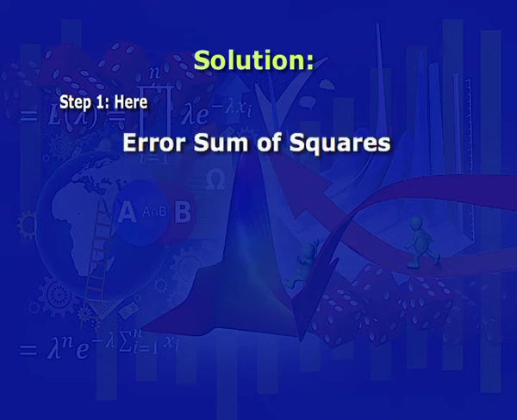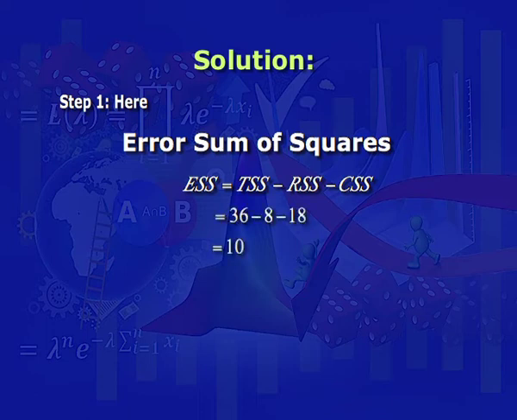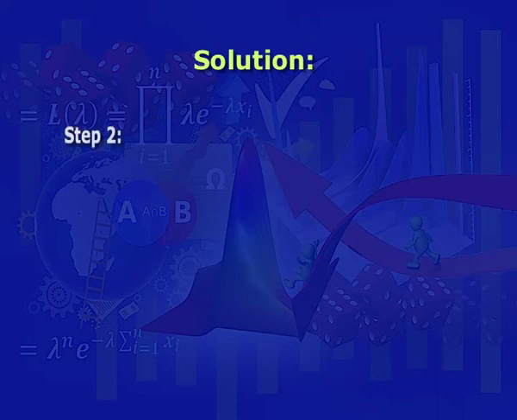Now, we calculate error sum of square using the formula: error sum of square equal to total sum of square minus row sum of square minus column sum of square. Substituting the values of all the 3 sum of square, that means 36 minus 8 minus 18, we get answer 10.